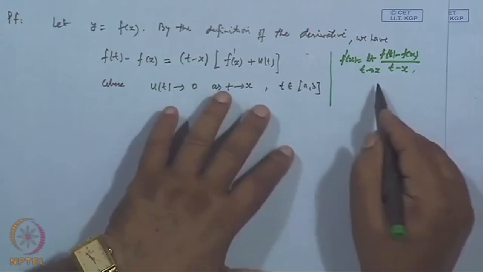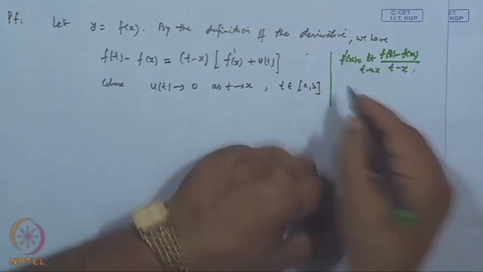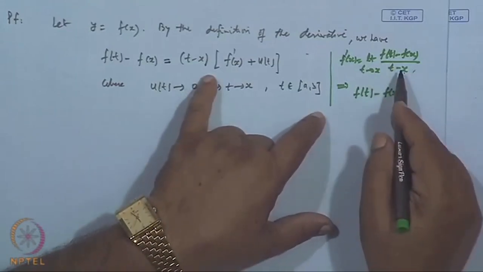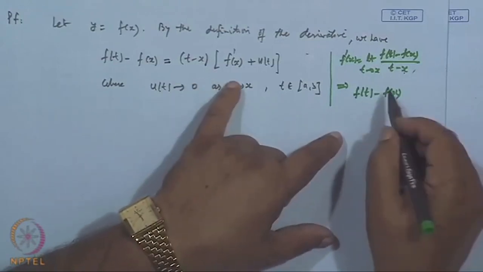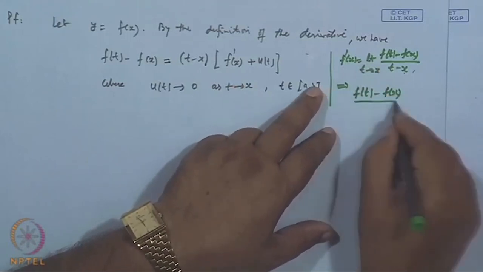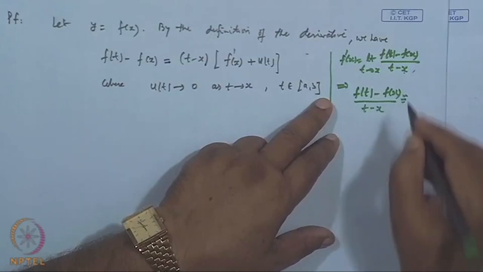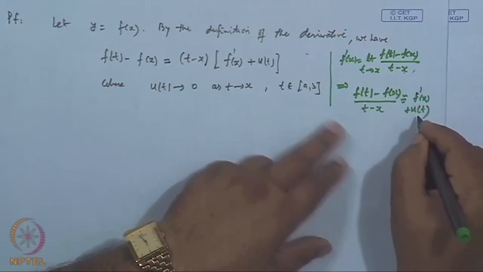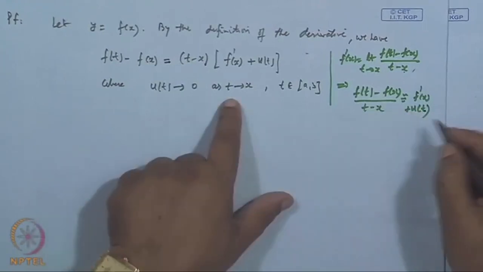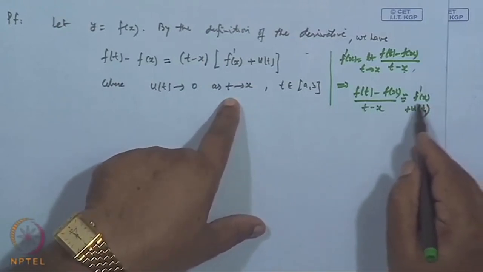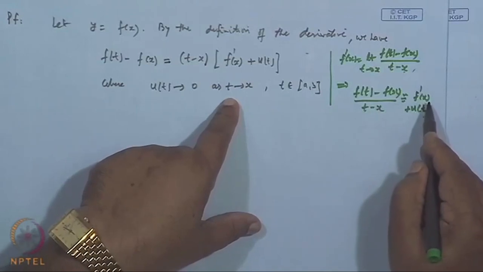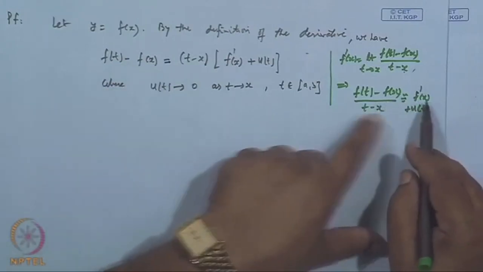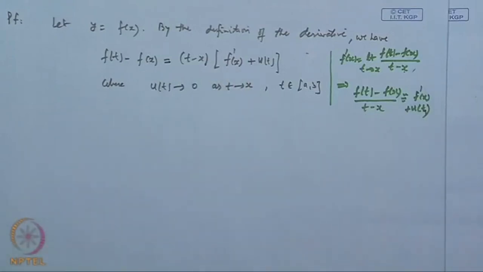Or in other words, the ratio of f of t minus f of x over t minus x is equal to the derivative of the function at the point x plus some number, say u of t. It may be an epsilon, and this u has a property: it goes to 0 as soon as t approaches x. So when t approaches x, this part tends to 0, and the ratio will coincide with the derivative. The same thing I am rewriting this way: f of t minus f of x is t minus x times this thing. So this is what we get.